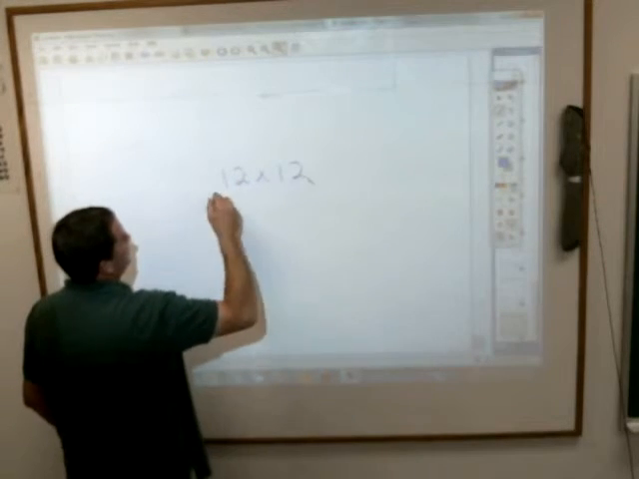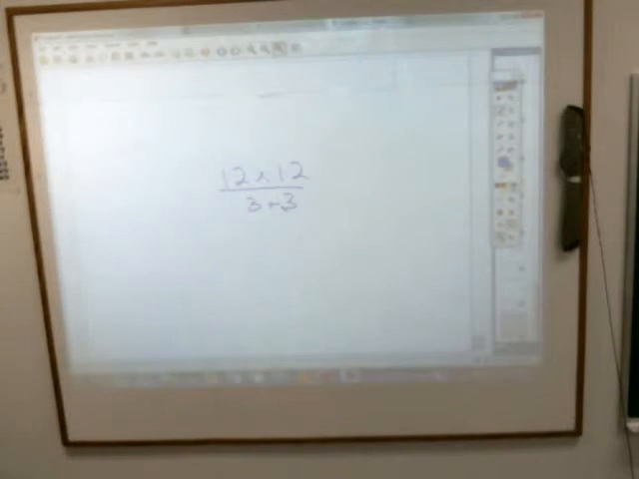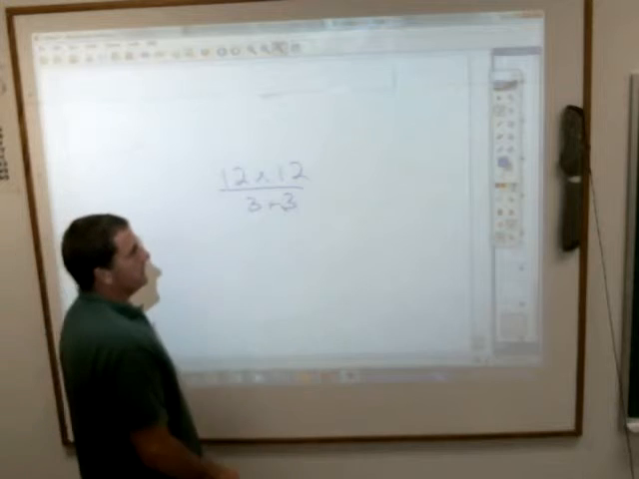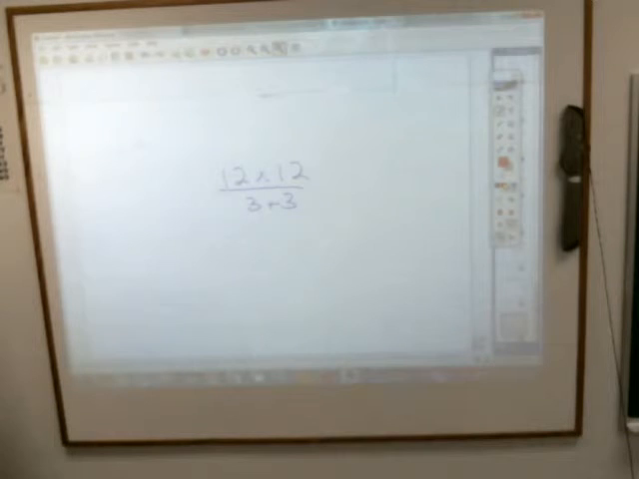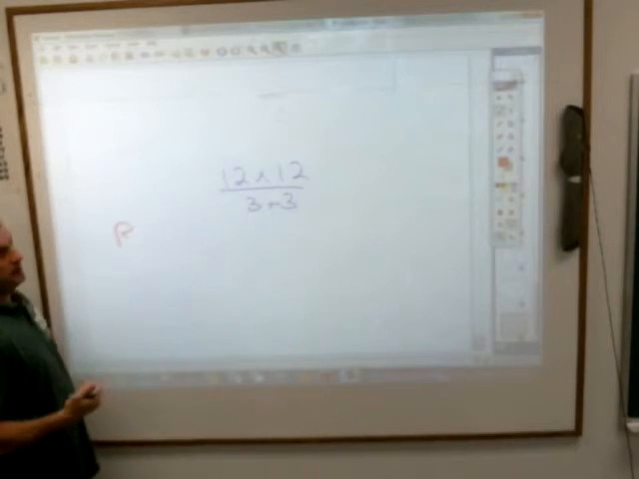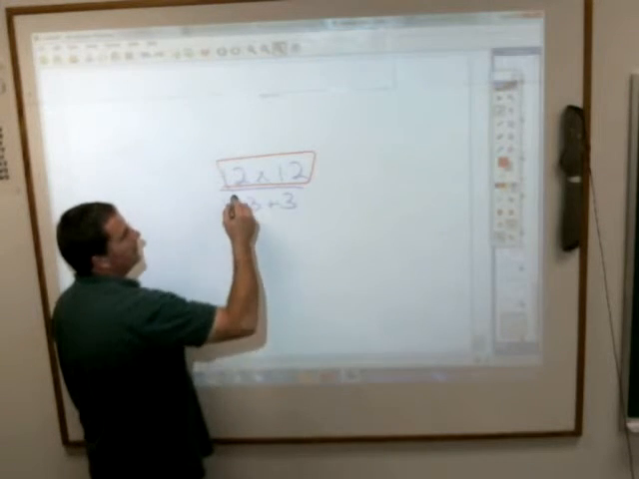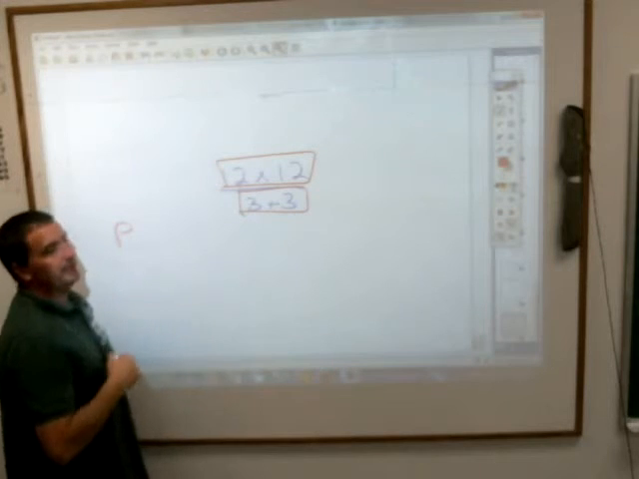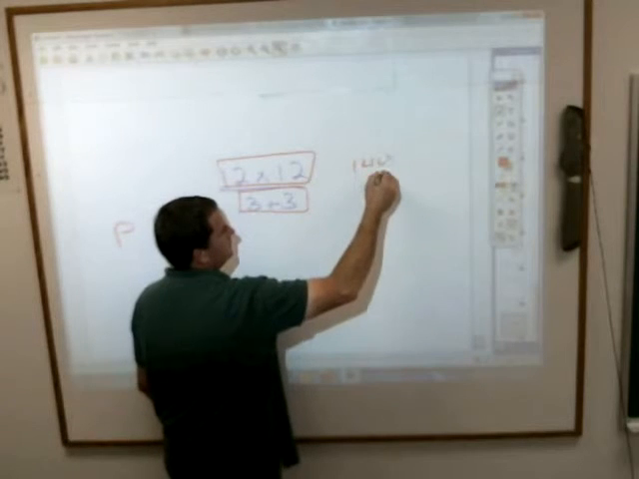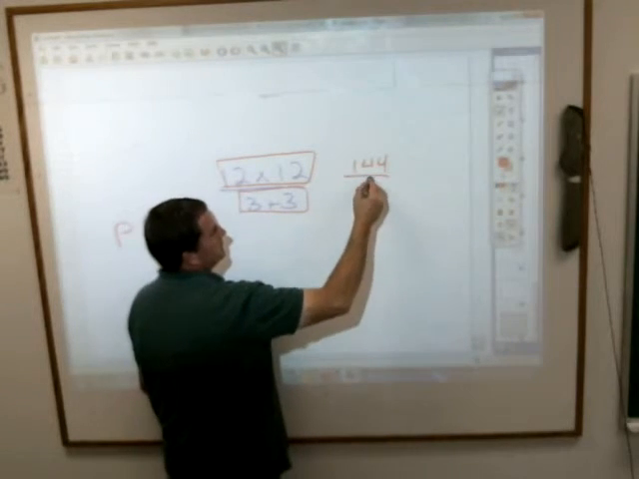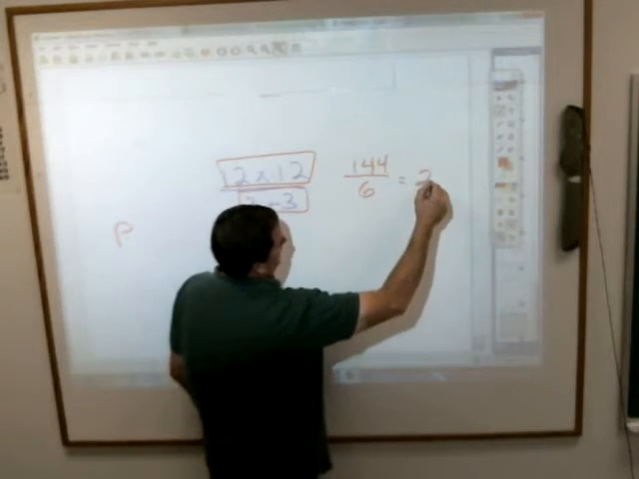Write down this example. 12 times 12 over 3 plus 3. Okay? And like I said before, a fraction line is also a grouping symbol. And that means when you do parentheses or whatever, you have to get this top down to one number, and then get this down to one number, and then you can do the division part of it. So 12 times 12 is 144. 3 plus 3 is 6. And then you can take 6 into 144, which is what? 24.